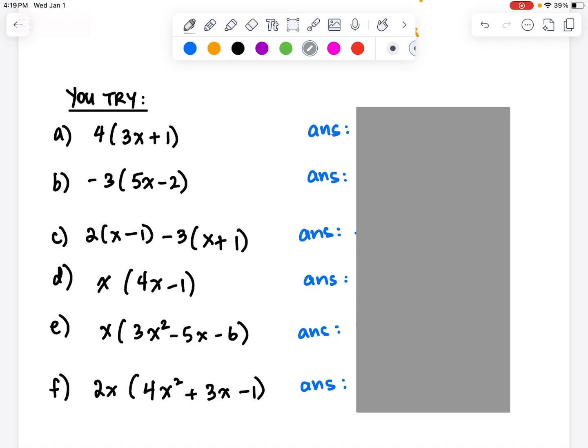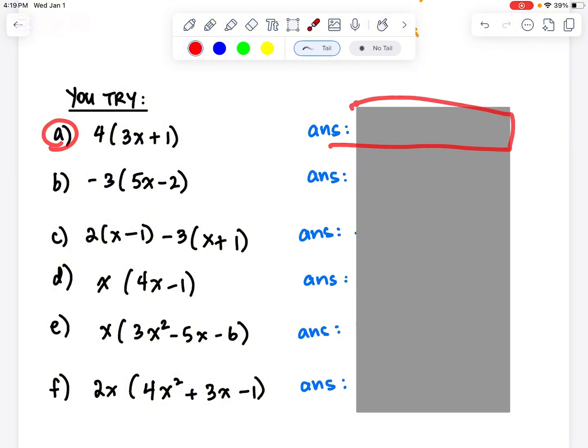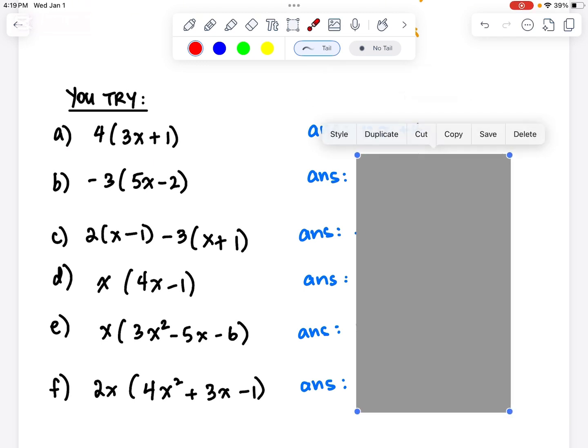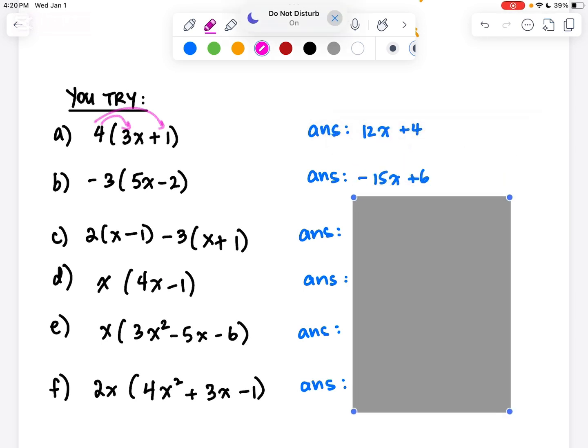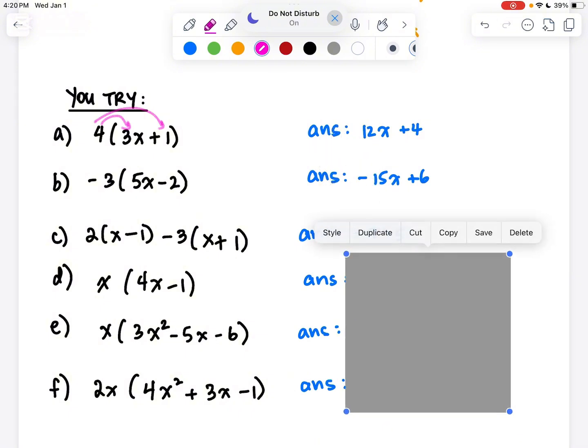Your turn. Use the concepts that we learned in this lesson to try to answer these questions. As always, try one question first, come back and see the answer before you proceed to the others. So pause the video right now and try A. All right, once you've tried A, here's your answer. You get that because you do 4 times this and 4 times that. Pause the video and try B. Here's our answer for B. Pause it. I'm going to show you the answer for C now.